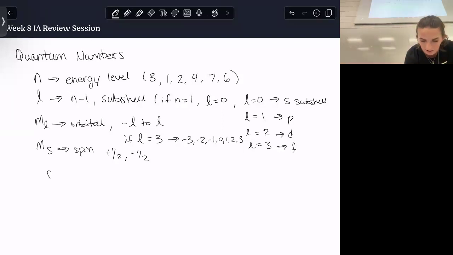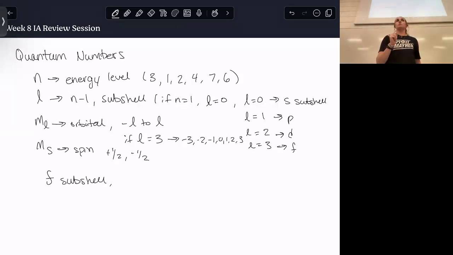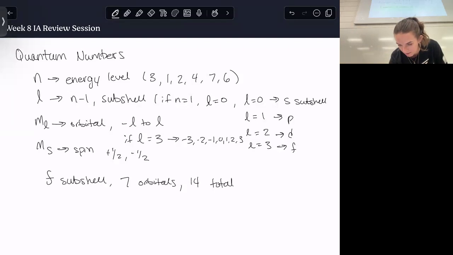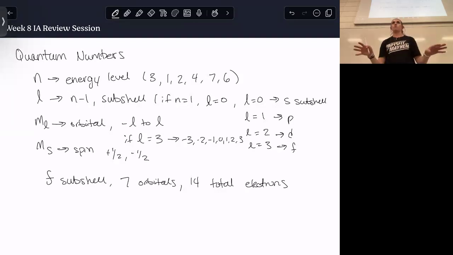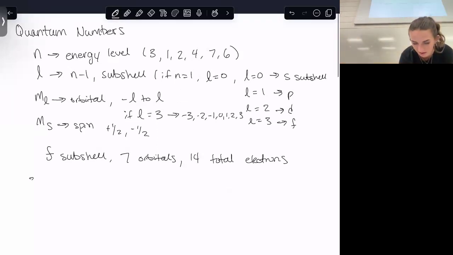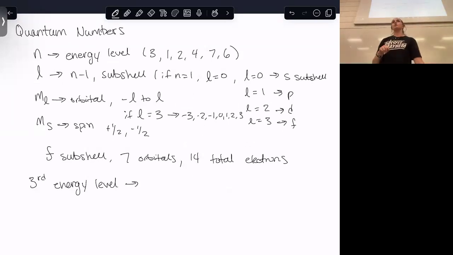So in your f subshell, how many orbitals do we have in our f subshell? We have 7. So how many electrons are in our f subshell? We have 14 total electrons. Okay, does that make sense how we get it for just f in general? Okay, but if I say that we're in the 3rd energy level, how many orbitals are in the 3rd energy level?